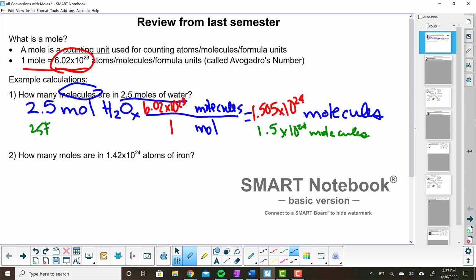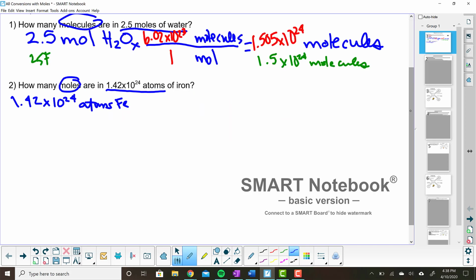All right, let's do another example, this time going the opposite direction. So now what I want to know is how many moles there are if I have 1.42 times 10 to the 24th atoms. So again, you start with a given piece of information. 1.42 times 10 to the 24th atoms of iron. Then on the right-hand side, we write moles of iron because we know that's where we're going. And then we just set up our conversion.